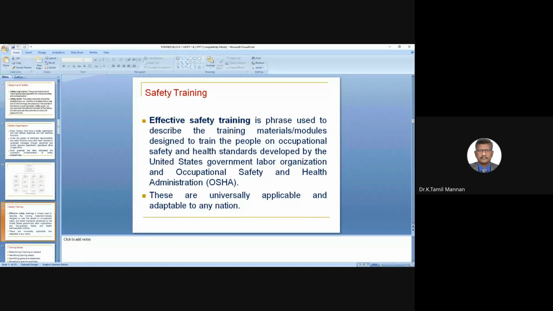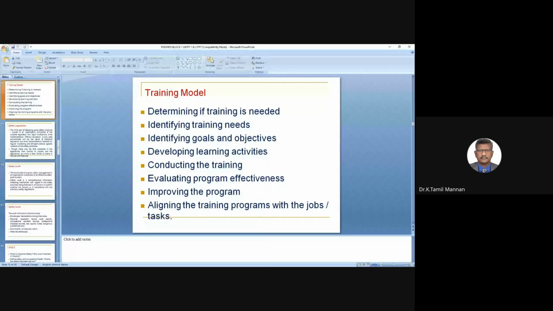It's shortly called OSHA. Based on OSHA and the US Government Labor Organization, effective safety training has been developed for the trainers. These are universally applicable and adaptable to any nation, so that every nation follows the OSHA models, training methods, as well as the United States Government Labor Organization training methods.